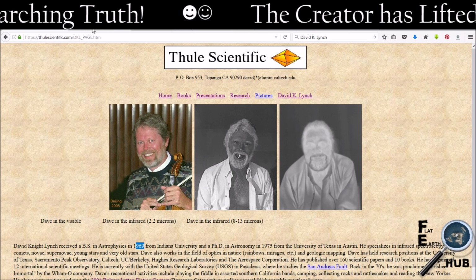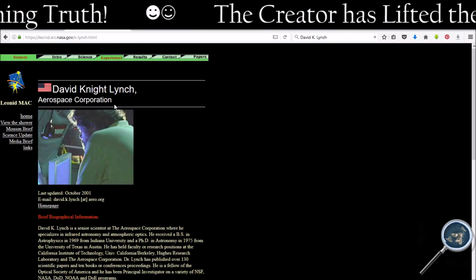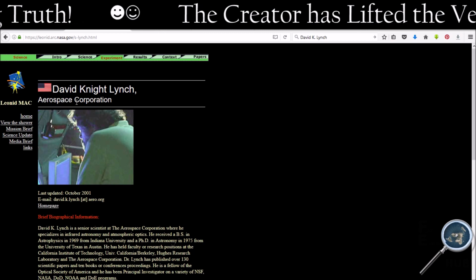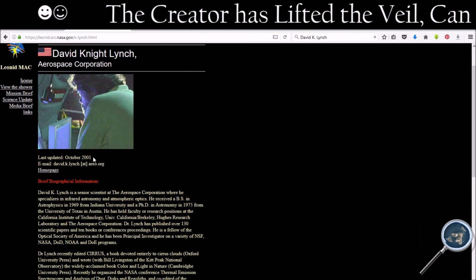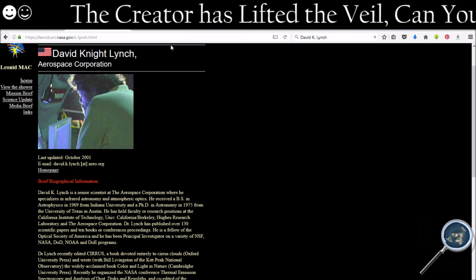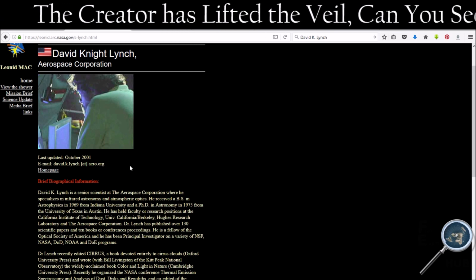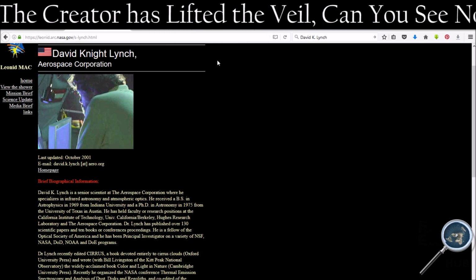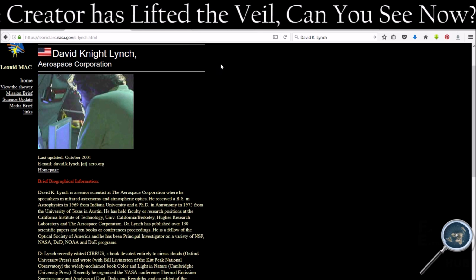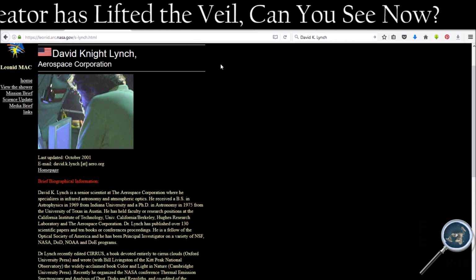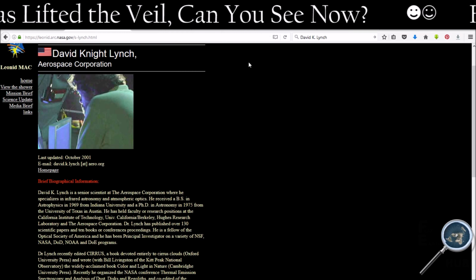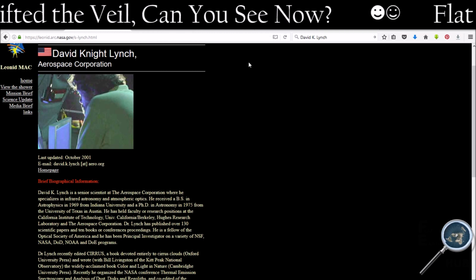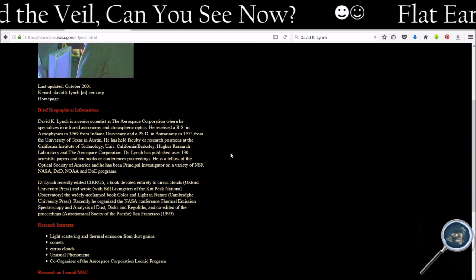One other thing to take note of is that David Lynch worked for the Aerospace Corporation. This was last updated back in 2001. The research we'll be looking at is after this time frame in his life, in 2005 and 2008, I believe, when he posted some papers to the scientific community. So we'll go over those.